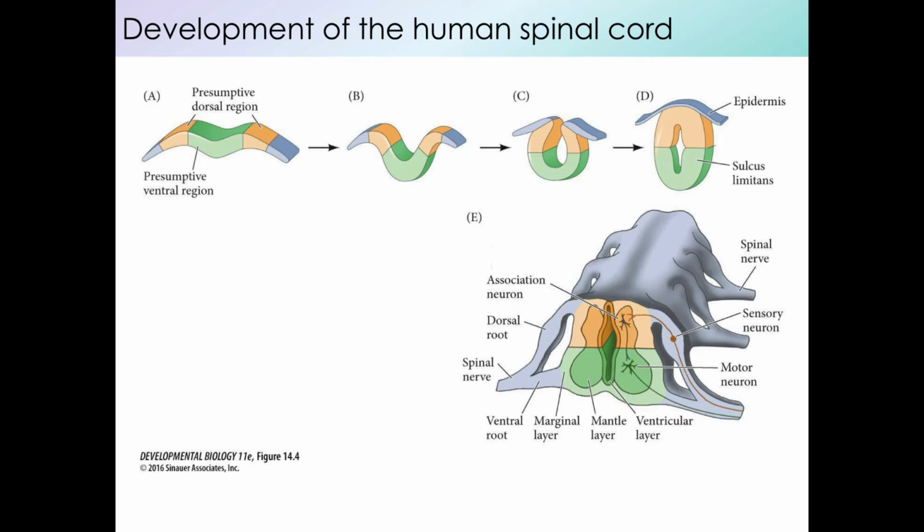As the neural tube matures, a groove that's known as the sulcus limitans forms. This groove divides the dorsal and the ventral halves of the spinal cord. And remember from the previous lecture that the dorsal portion is going to receive inputs from sensory neurons, and the ventral portion contains motor neurons.